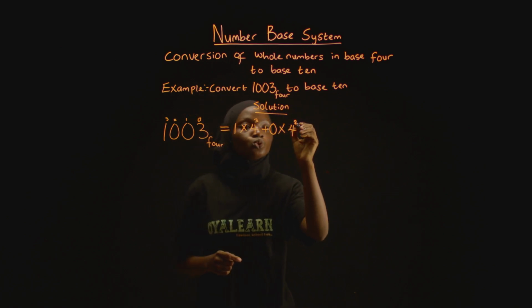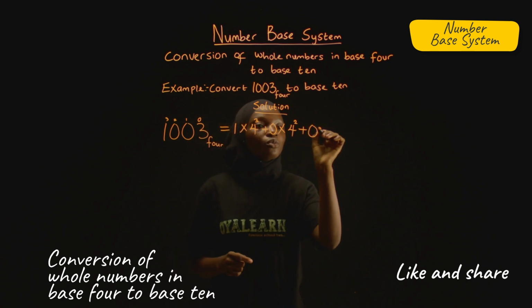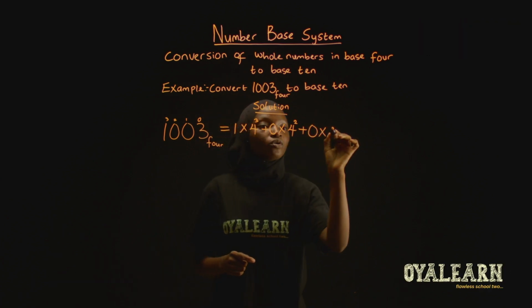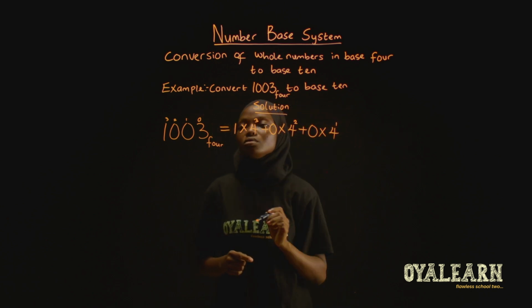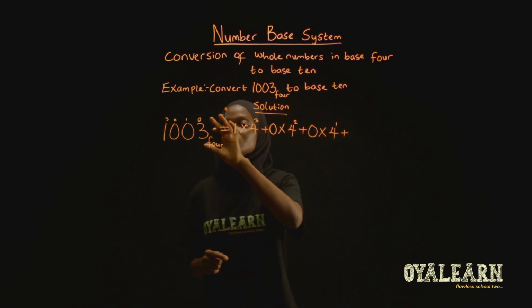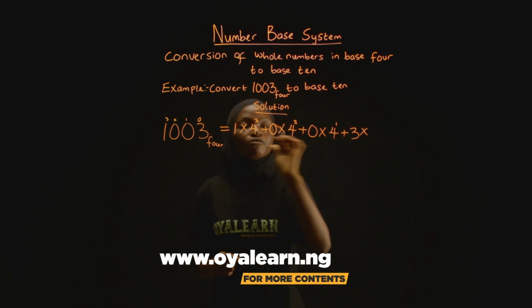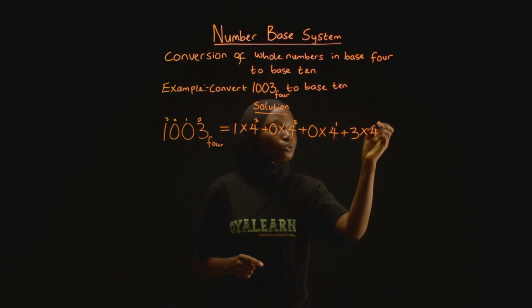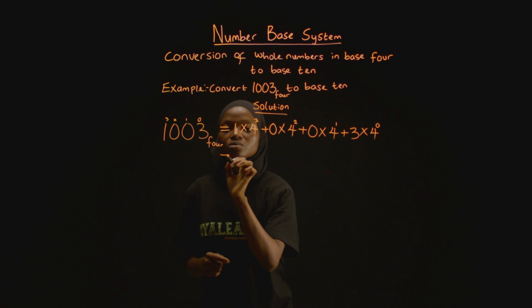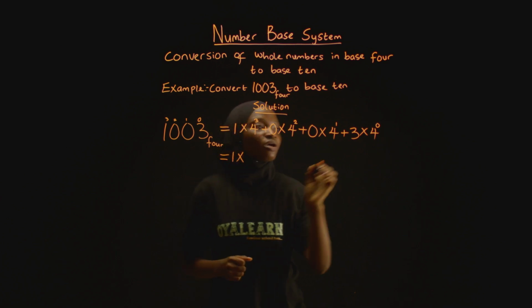plus the next digit, 0, multiplied by the base, 4, raised to the power of 1, the numbering we have on top there, plus the next digit, 3, multiplied by the base, 4, raised to the power of the numbering on top, 0. Then we simplify further. So here we have 1 multiplied by 4 raised to the power of 3.